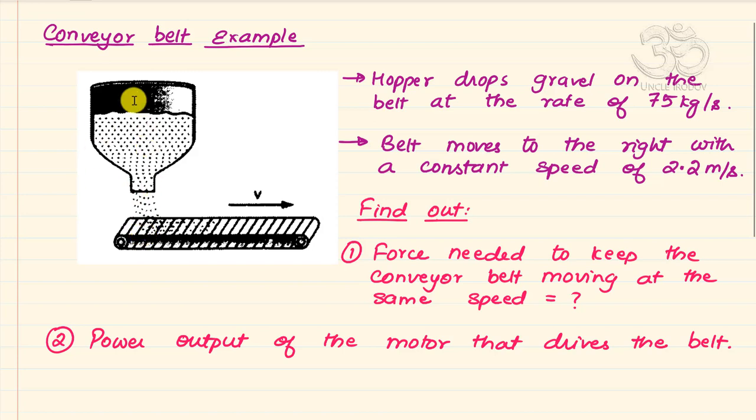Now the thing is, if this hopper were at a certain height and if it was dropping the gravel onto the belt from a certain height, then the gravel will speed up. It will keep on moving down faster and faster, and then when it hits the belt, the gravel will not be at zero velocity. So they are trying to say that the hopper is right above the belt, so that any gravel drops on the belt at zero velocity.